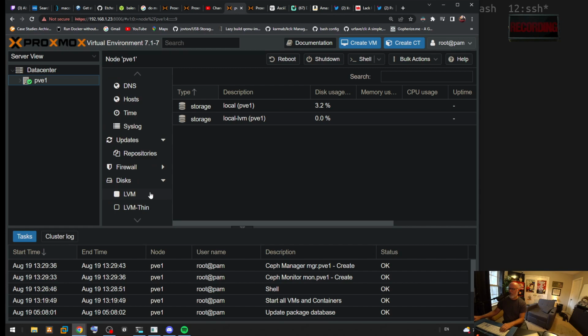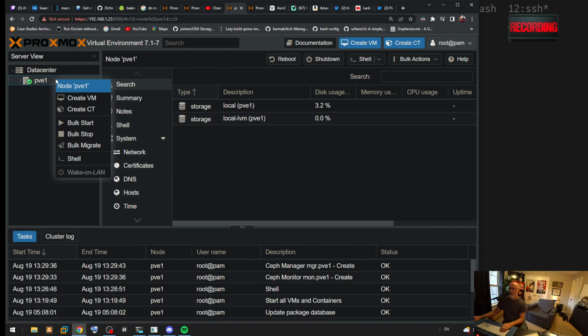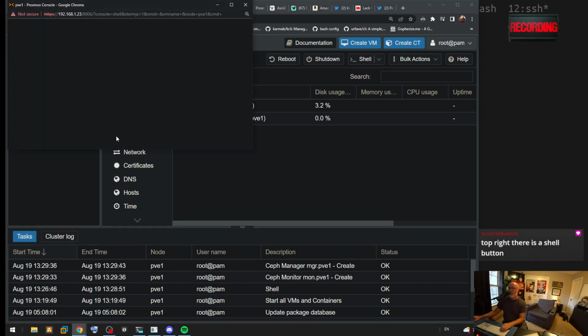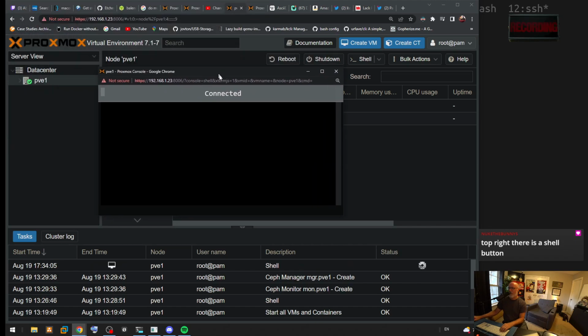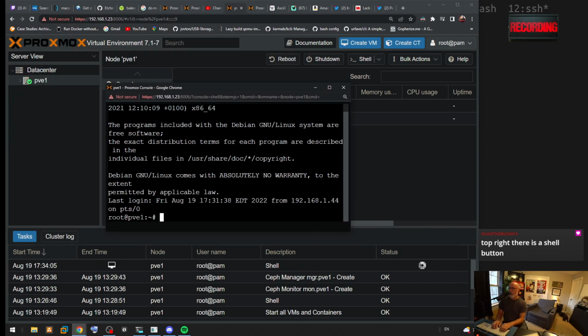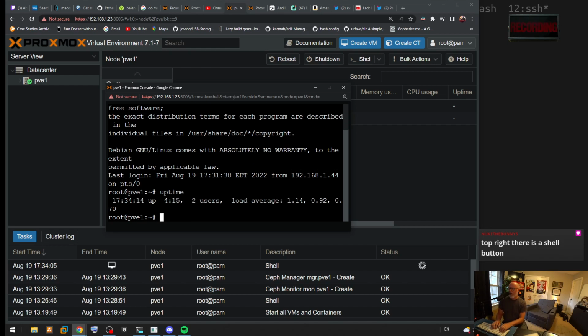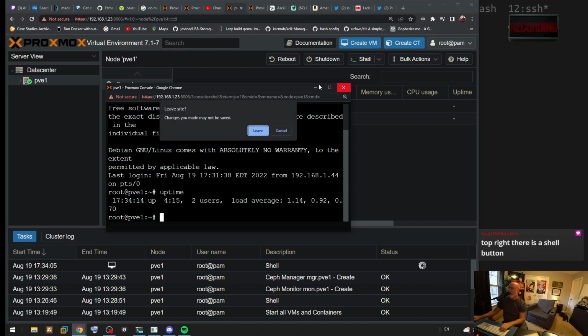I'm going to access it using the terminal. Disks, Ceph, class, create, documentation. I don't see it. If I right-click it: bulk start, stop, create VM, shell. There we go. Oh, look at that. I can launch a shell. I have an actual shell, my friends. Whoa, uptime. I got a shell through the web interface. That is cool. There's also a shell button on the top right.